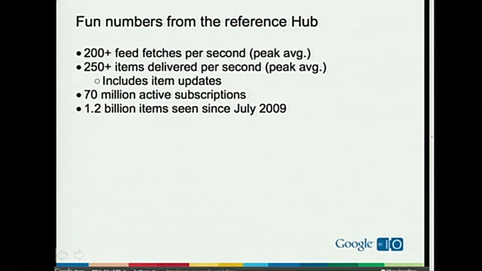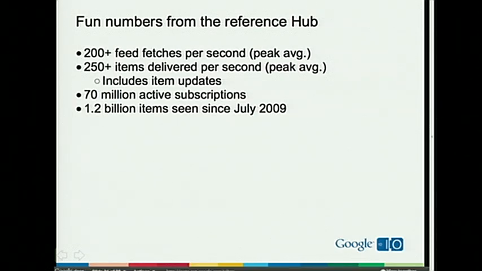Julian had some great numbers from the Superfeedr hub. I wanted to also come out with some cool numbers from the Reference Hub. Again, the Reference Hub is an open source implementation of the PubSubHubbub protocol. It runs on App Engine. It's written in Python. It's open source. If you search for PubSubHubbub, it's the first link. You can find it.